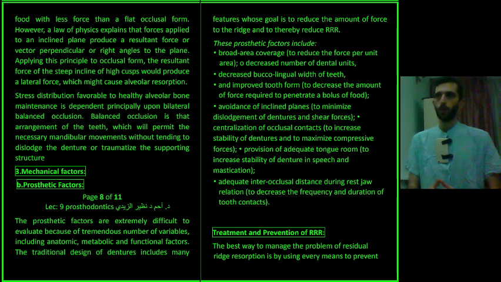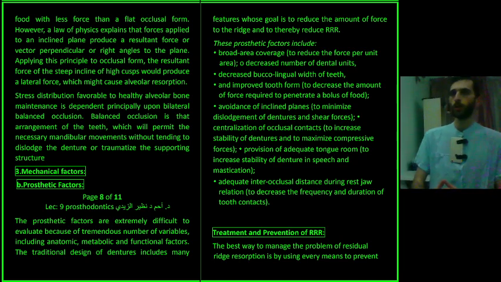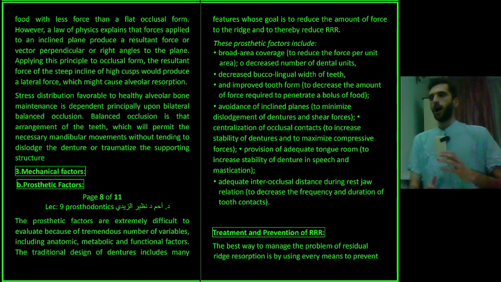These prosthetic factors include broad area coverage to reduce the force per unit area, decreased number of dental units, decreased buccolingual width of teeth, and improved tooth form, to decrease the amount of force required to penetrate a bolus of food. Avoidance of inclined planes to minimize dislodgement of denture and shear forces. Centralization of occlusal contacts to increase stability of dentures and to minimize compressive forces.